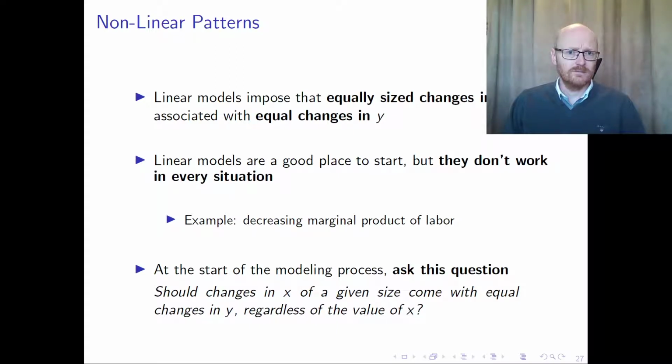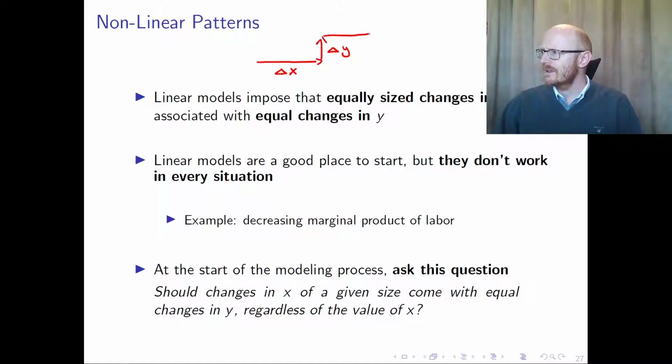Up until now, we have dealt with linear models, and they are really useful, but they impose that a certain change in x, delta x, gives you a change in y, or is associated with a change in y, not gives you. And if you have a linear pattern, then the same change in x gives you the same change in y, no matter what level you have of x. Okay?